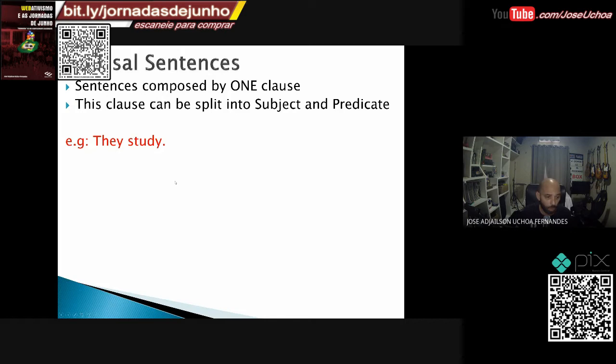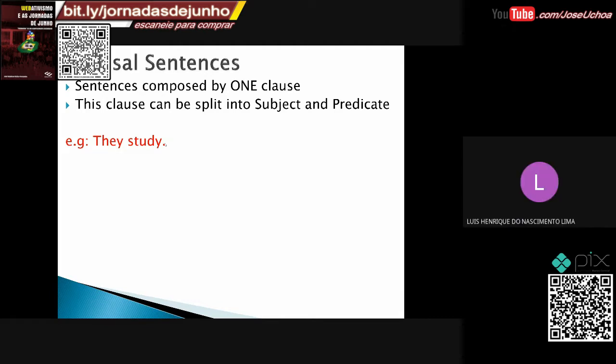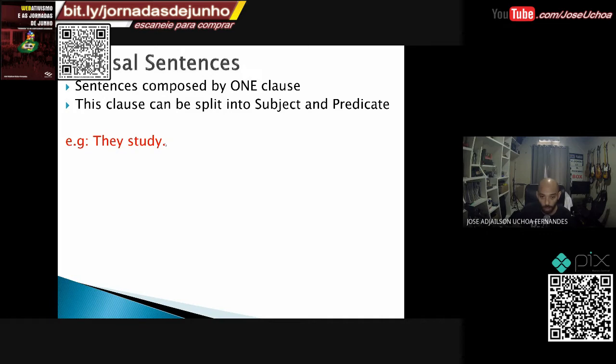So they is the subject, and study. How about study? We call it the predicate. Okay? But inside subject and predicate, we have other syntactic elements, okay? So let's take this. Study is the predicate, and they is the subject, and study is also a verb because predicates demand a verb, okay? In this case, study is the only word, it is the predicate, and it is the verb, and it is also what we call the predicator, okay?